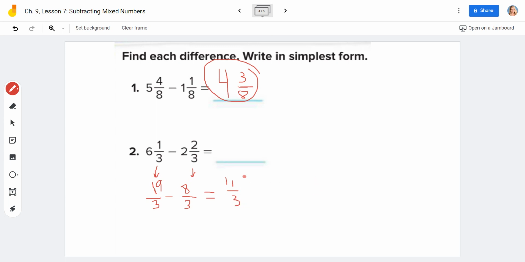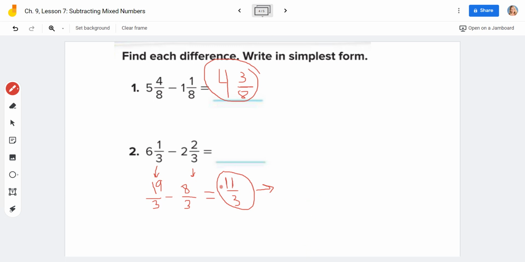But I can't leave 11/3 as my answer. Why do you think that is? Hopefully you said it's because 11/3 is an improper fraction, and you're correct. I can't leave this as my answer. I've got to change it into a mixed number.